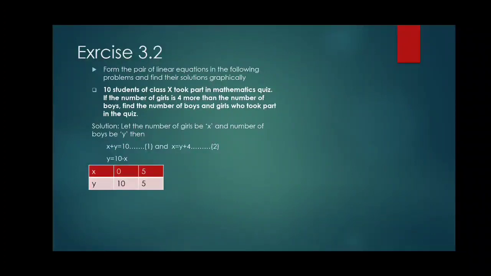So for the first equation, determining the points: when x is equal to 0, 10 minus 0, y is equal to 10. And when x is equal to 5, 10 minus 5, y is equal to 5 are the 2 points. Similarly, for the second equation, that is x is equal to y plus 4, when y is equal to 0, 0 plus 4, we get x is equal to 4. And when y is equal to minus 4, minus 4 plus 4, x is equal to 0. So these are the 2 points for both the equations.